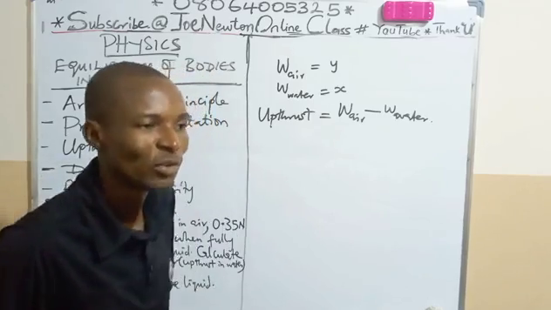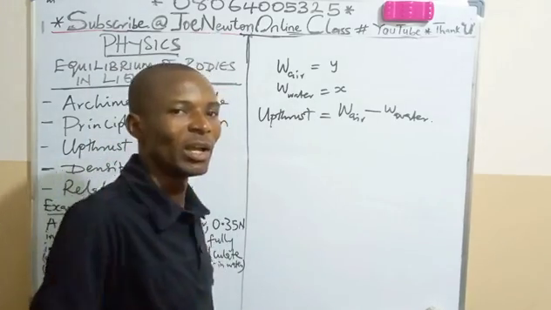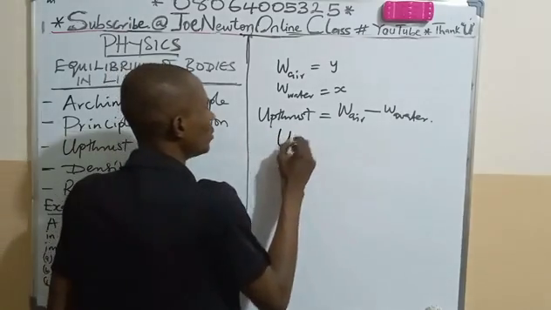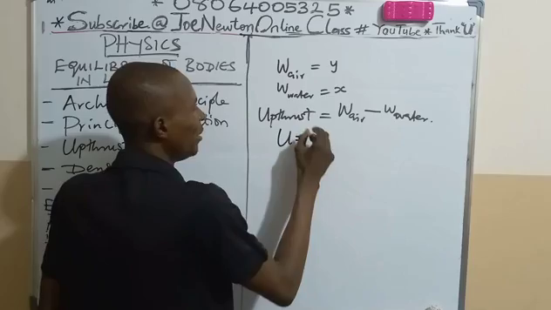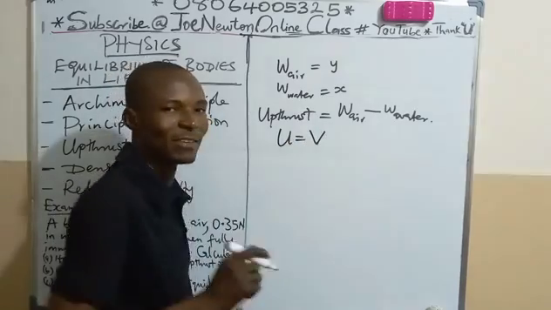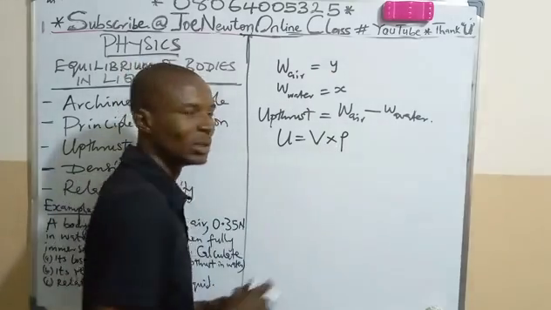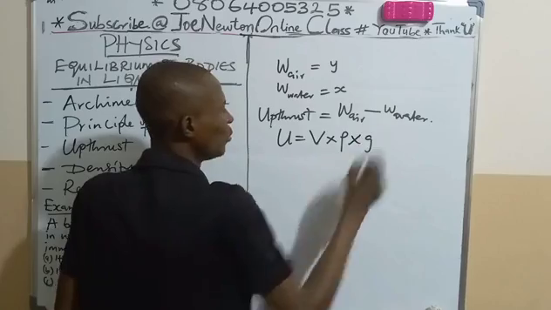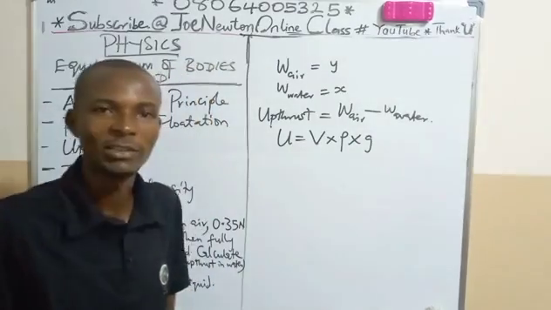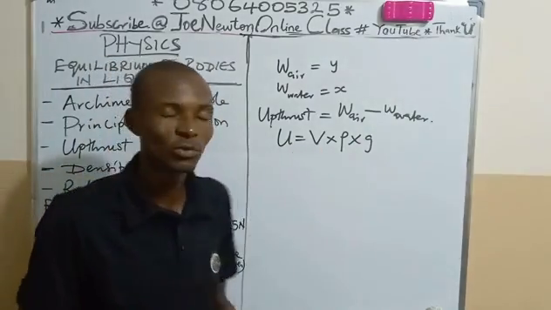And this upthrust is also equal to the volume of the object, times the density of the liquid, times acceleration due to gravity, because it is weight. So this one can also give the upthrust of the body.